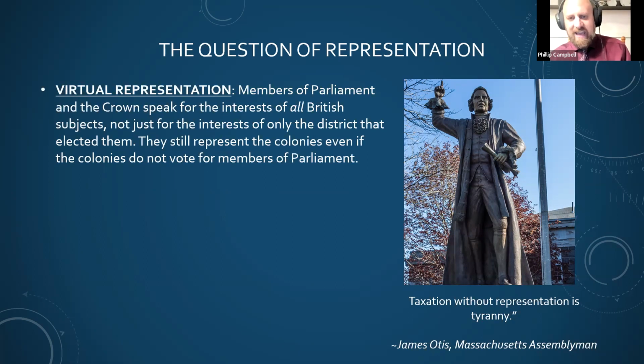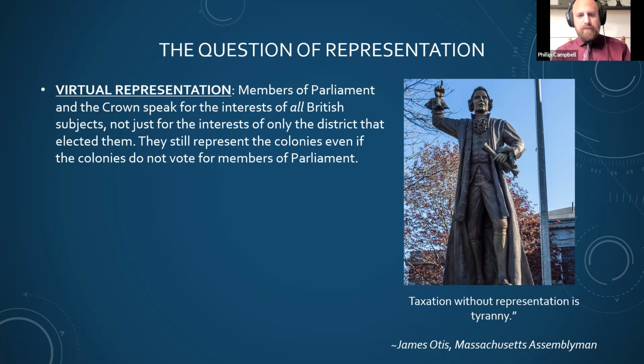The British responded and said, hey, look, it doesn't matter that you don't have a specific parliamentarian representing your district, because the members of Parliament and the Crown speak for the interests of all the British subjects. We are tasked with governing and voting on behalf of the people of the entire British Empire, not just for the interests of your little district or your little state. We still represent your interests. We still represent the colonies, even if you don't specifically vote for a member of Parliament, right?